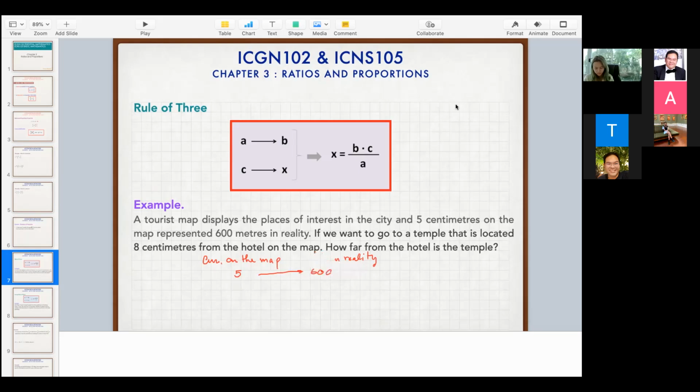Now let's see the problem here. It says that if we want to go to a temple that is located 8 centimeters from the hotel on the map, so that is 8 centimeters on the map, this is the value of C. They ask us to find X meters in reality. It asks how far the temple is from the hotel, which means in reality. When you can put the A, B, and C values like this, then you can find X. You can use the formula straight away: X equals B times C. Hang on, let me write down the values of A, B, and C.